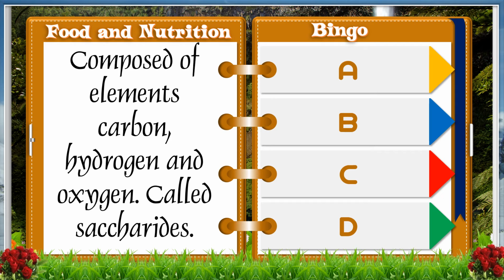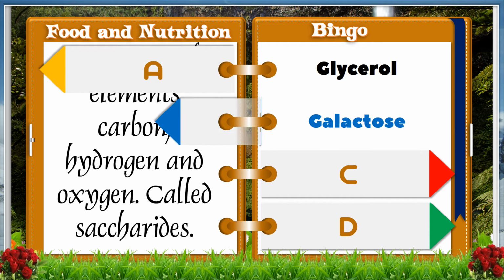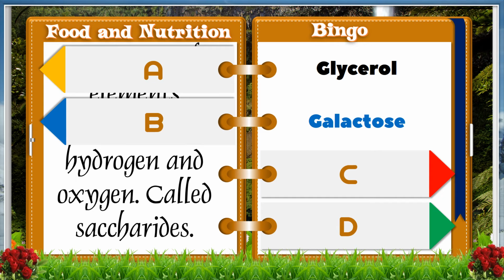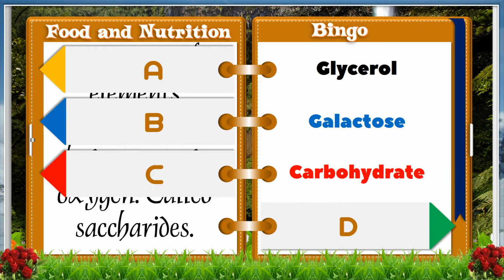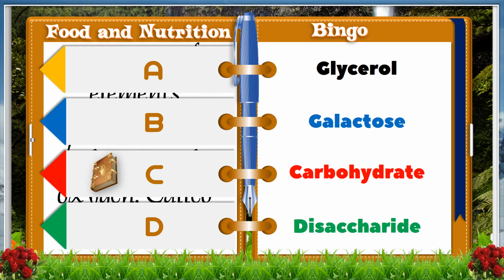Composed of the elements carbon, hydrogen, and oxygen, called saccharides. Option A, glycerol. Option B, galactose. Option C, carbohydrates. Option D, disaccharides. And the answer is C, carbohydrate.